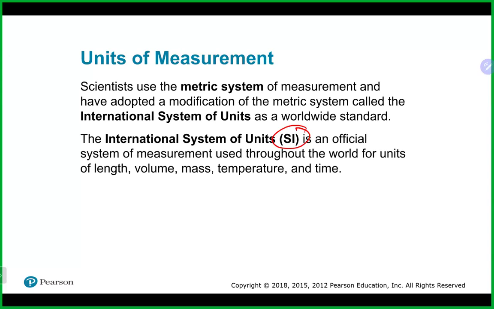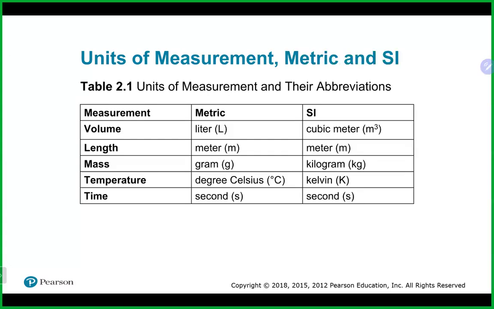The SI unit exists for different types of measurements, things like length, volume, temperature, and mass. You'll sometimes see that the SI unit for mass is this, or the SI unit for temperature is this. Again, it's really based off the metric system, and those are the units that we use a lot in chemistry.